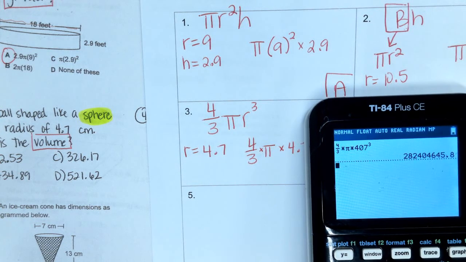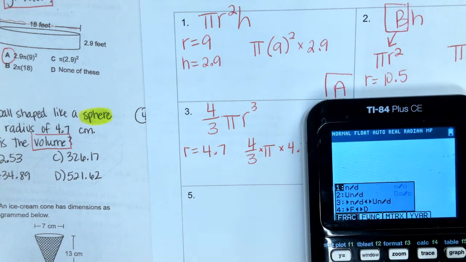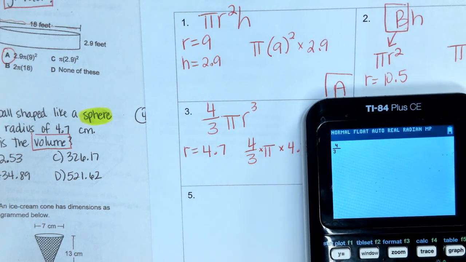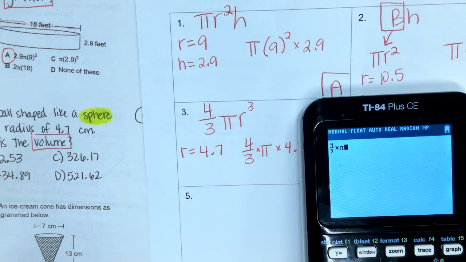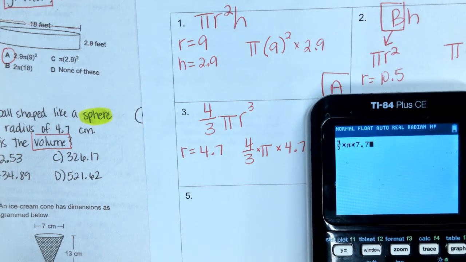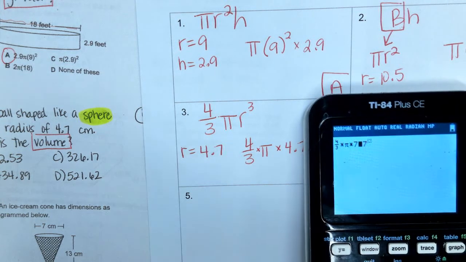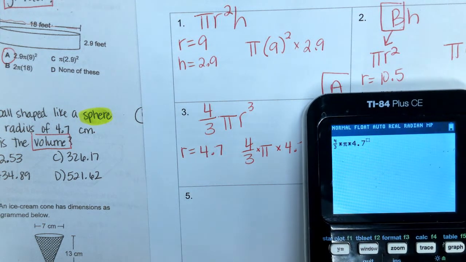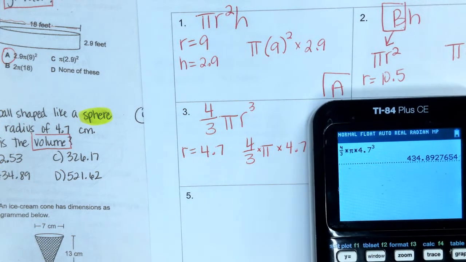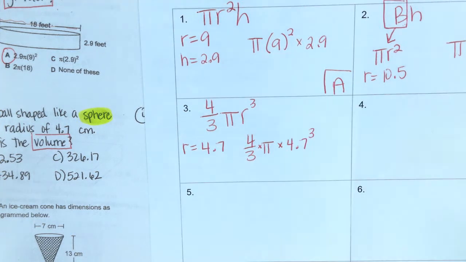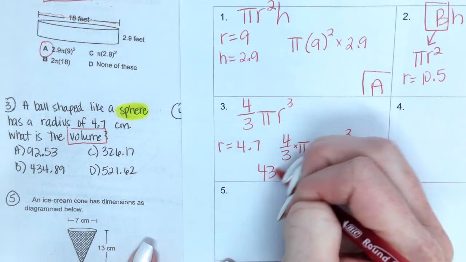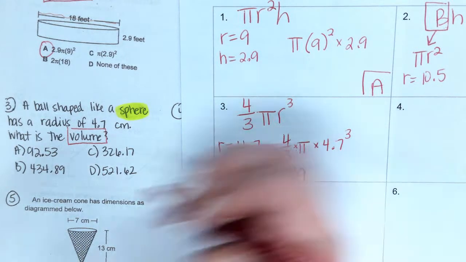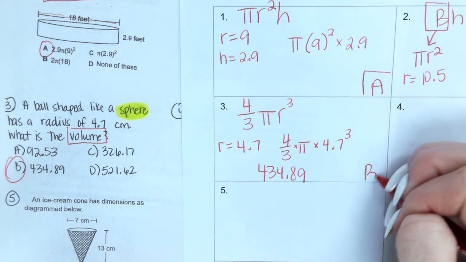You didn't put... Oh, I sure didn't. 4/3 times pi times 4.7 to the... Why am I struggling so bad? There we go. 434.89. So what was the correct answer? B.